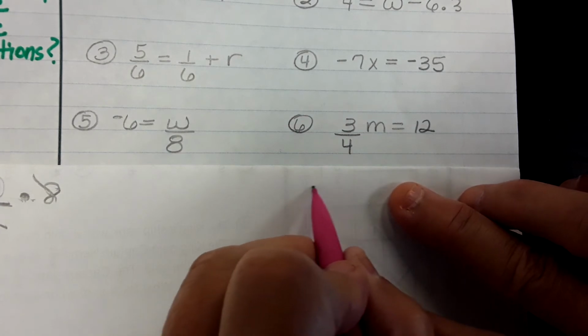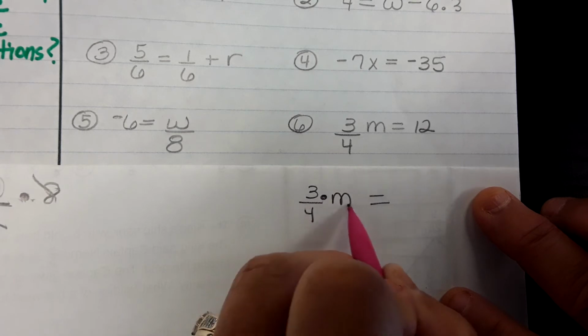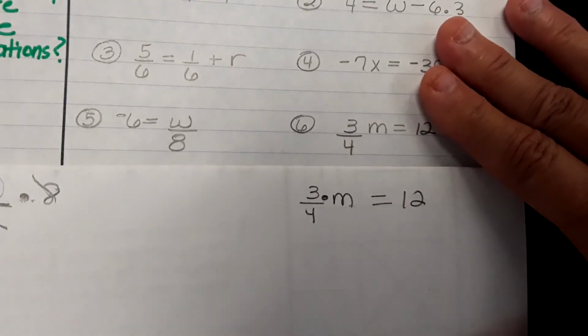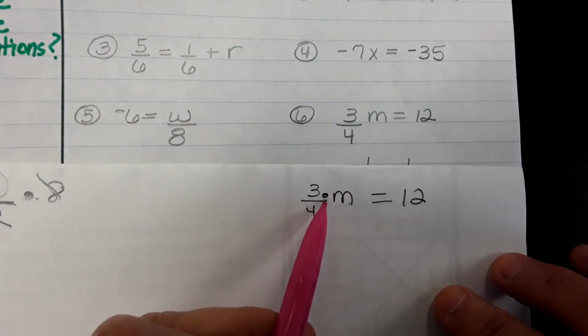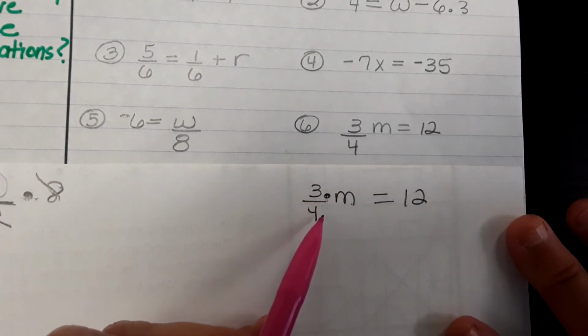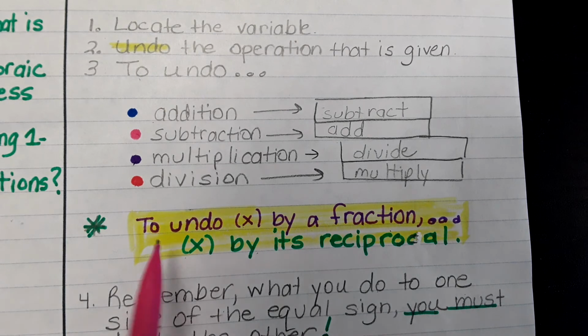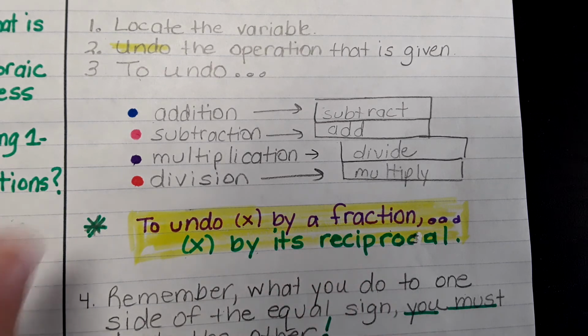All right, so question 6, I'm just going to recopy it down here. 3/4 times m is equal to 12. All right, so pay close attention to this one. Typically, you undo multiplying by dividing, but this particular problem is showing multiplication of a fraction. So I wanted to point out something that we highlighted back up here. Look close. To undo multiplying by a fraction, multiply by its reciprocal.